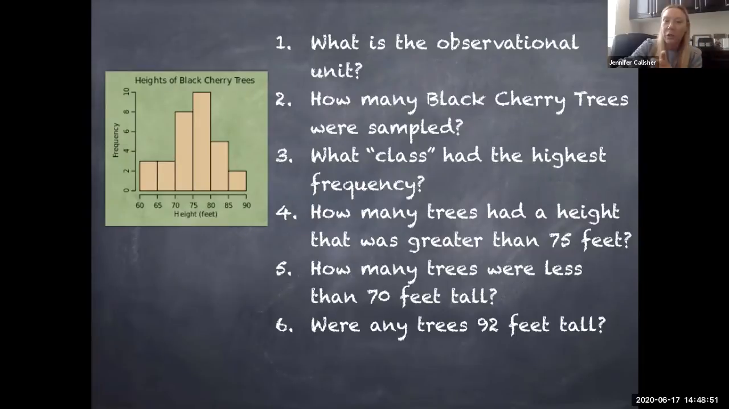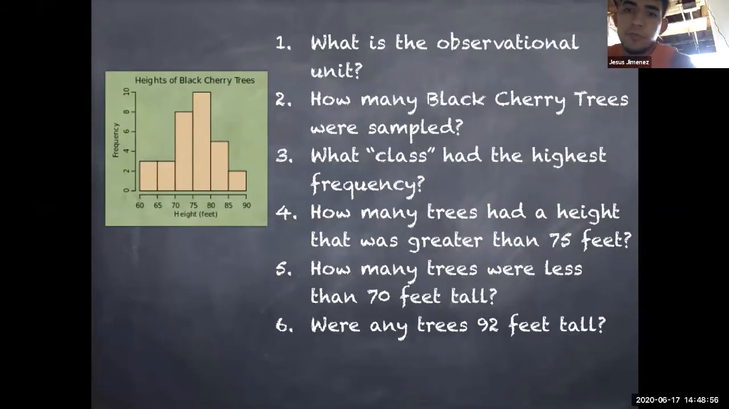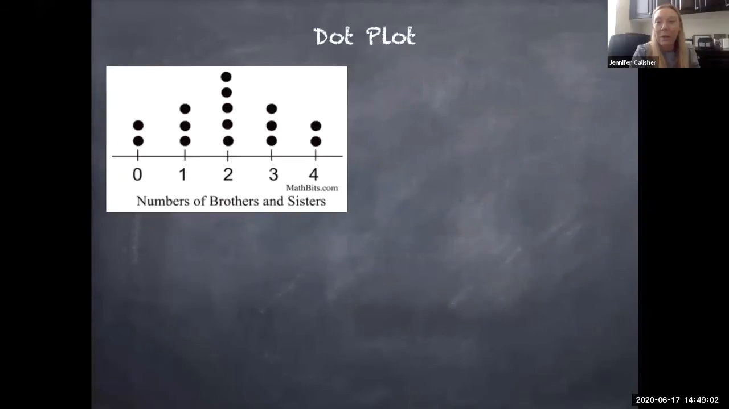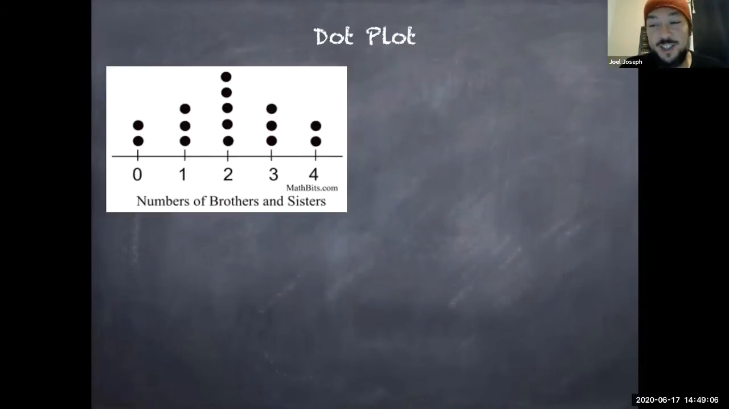So are we good on histograms? Yeah. Okay, so histograms are for what type of data, everybody? Numerical. Numerical, perfect. Okay, how many more minutes do I have, Joel? About 1. Okay, I'll talk fast. Dot plots.